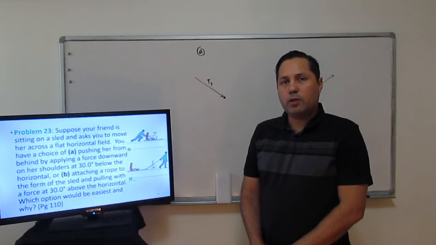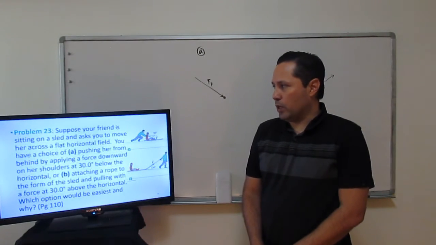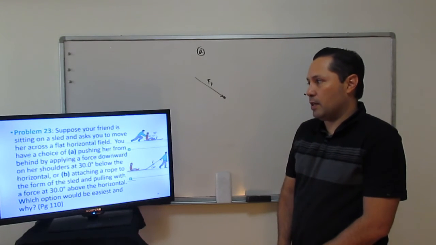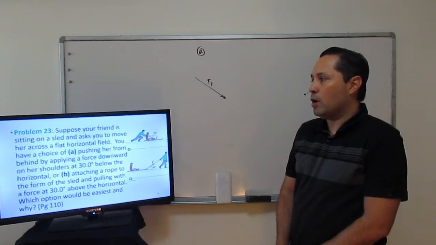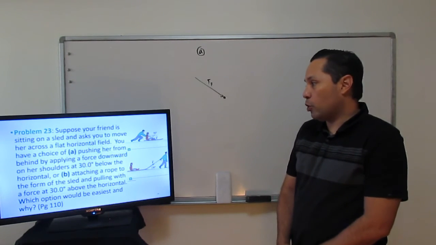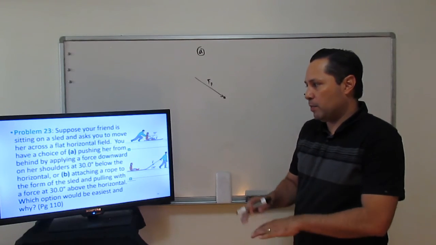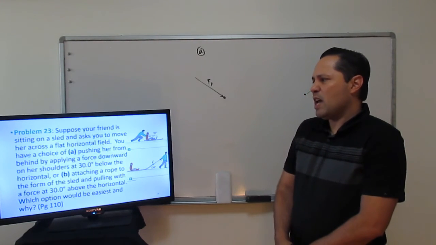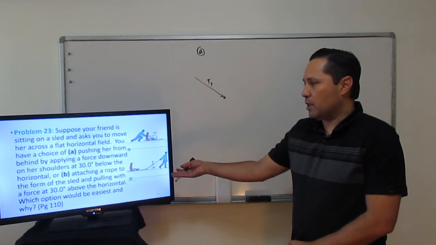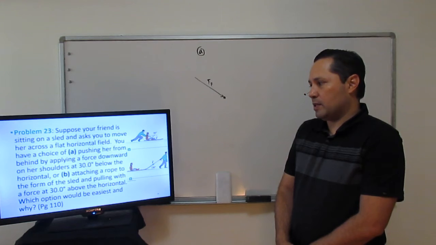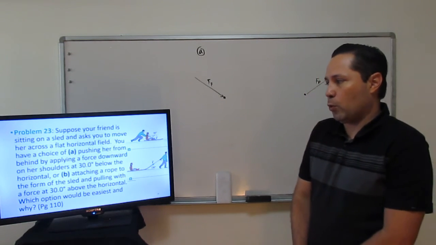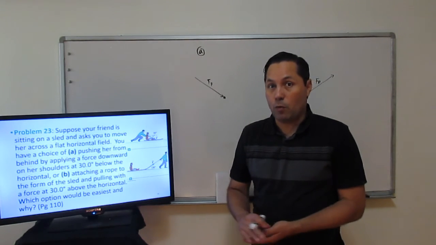Alright, let's take a look at our last problem, problem number 23. Suppose your friend is sitting on a sled and asks you to move her across a flat horizontal field. You have a choice. You can A, push her from behind by applying a downward force, as you see in the picture, at 30 degrees below the horizontal, or option B, you can attach a rope to the sled and pull it at an upward force of 30 degrees above the horizontal. Which option is best and why?